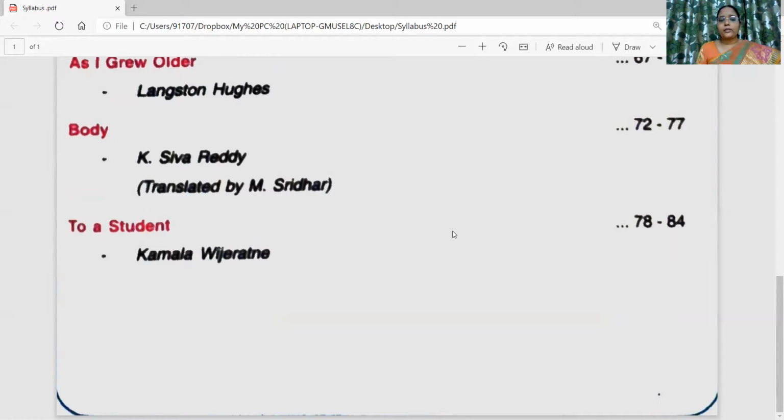The last one is To a Student. This is a heart-burning situation that Kamala Vijayaratne faced in society. She is a Sri Lankan writer who has seen great wars and what they have brought into the lives of students, how it made the life of a student, and threw the student into darkness. This is a great and very violent poem written by Kamala Vijayaratne.